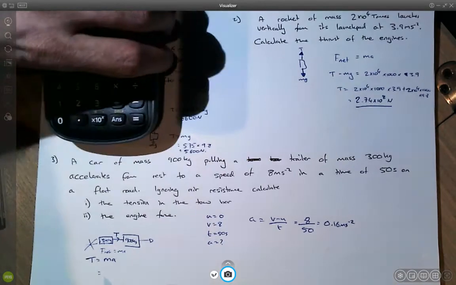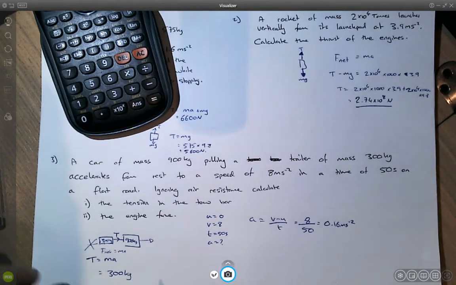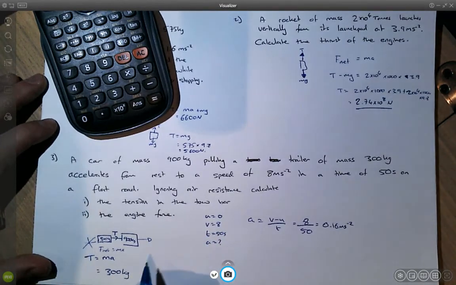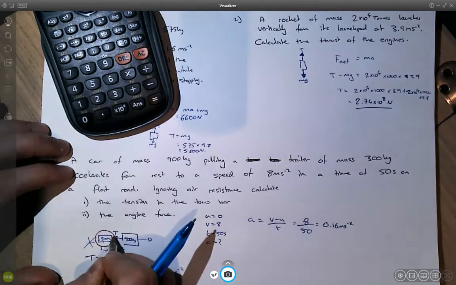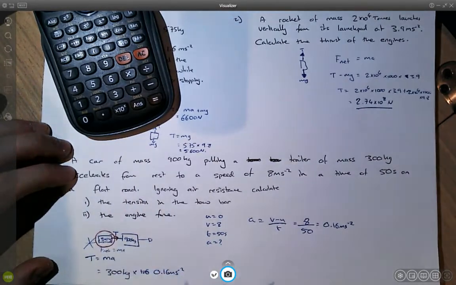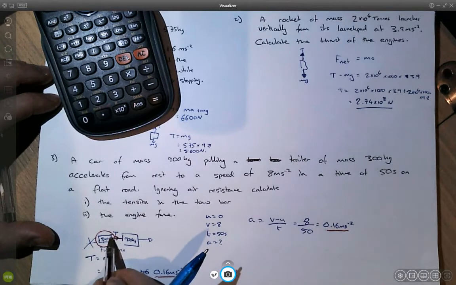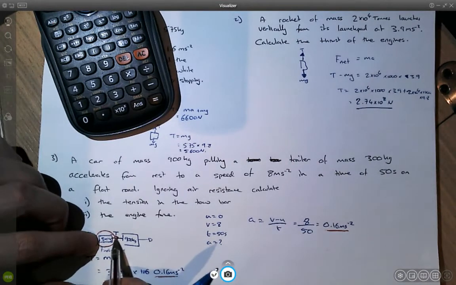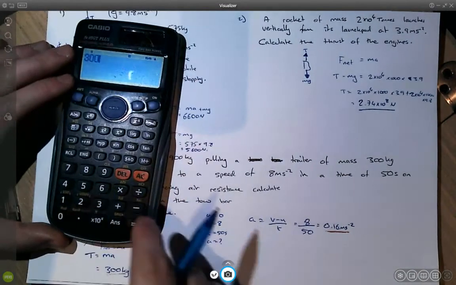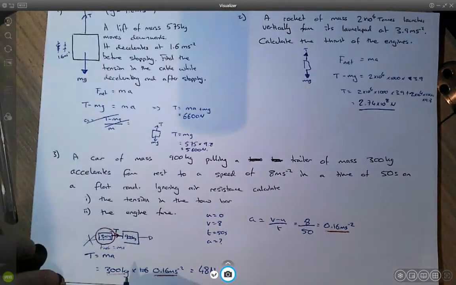So tension is mass times acceleration. Now, the one mistake that it would be easy to make here is to use the wrong mass. You can see I've chosen 300 kilograms because we're looking at the tension on the cable pulling the trailer. The trailer is accelerating at the same rate as the whole thing, but the tension needed is only the tension needed to accelerate the mass of 300 kilograms. We don't need to incorporate the rest of the mass because this cable is only pulling the 300 kilograms. So if we type this in, we will get our tension, which is 48 newtons. So this is part one.